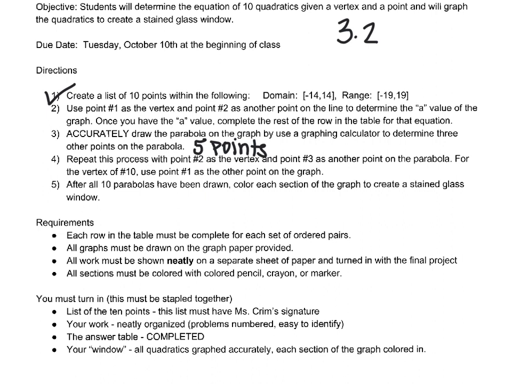I need it organized. Remember, you have graph numbers, so use those in organizing the work that you're turning in. If I need to look at your equation for graph number 5, I want to be able to find it. So make sure that it's organized well. And then all sections of the graph must be colored with a colored pencil, crayon, or marker. I do have all of those available if you need them.